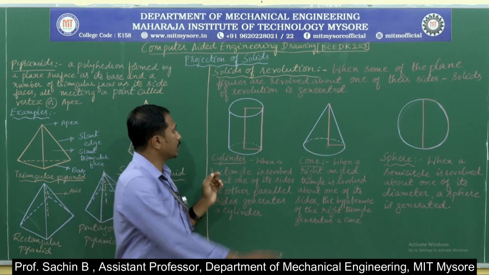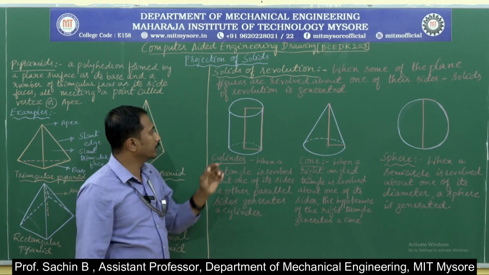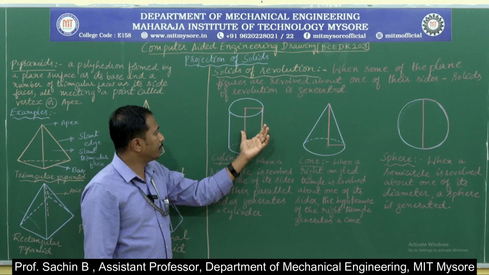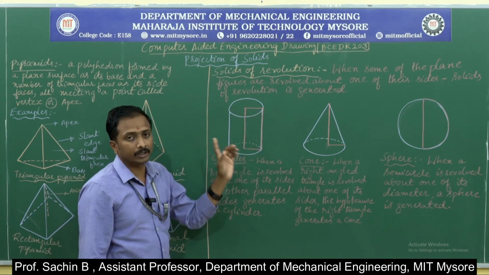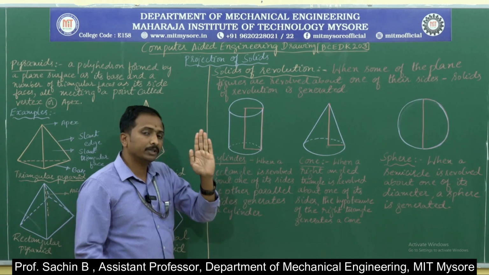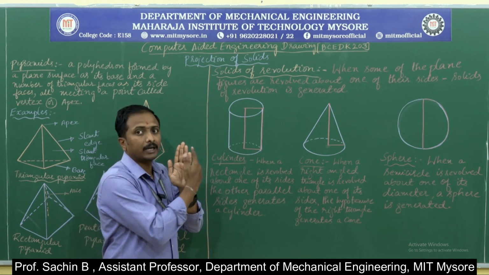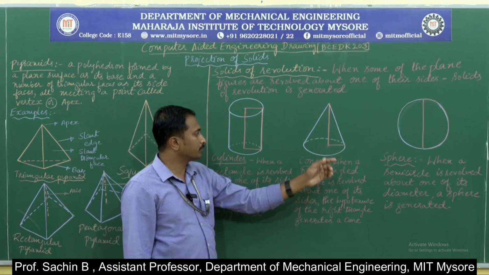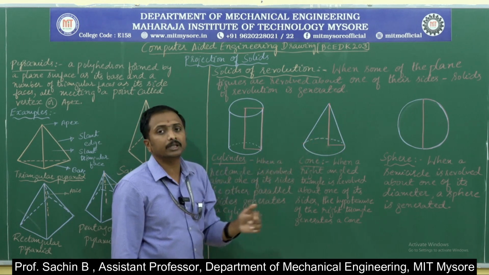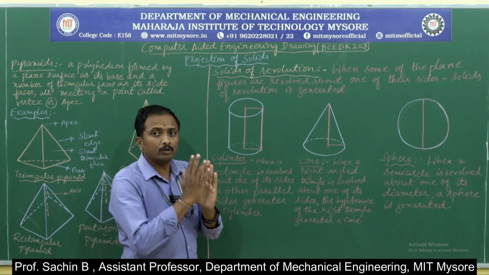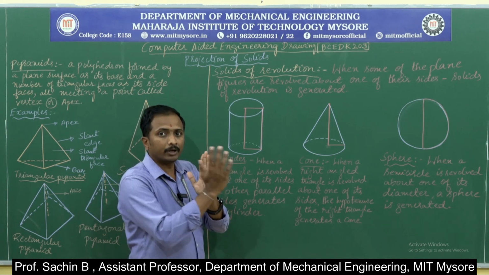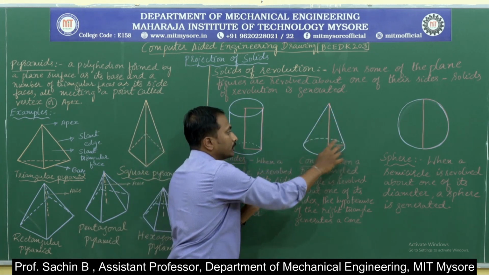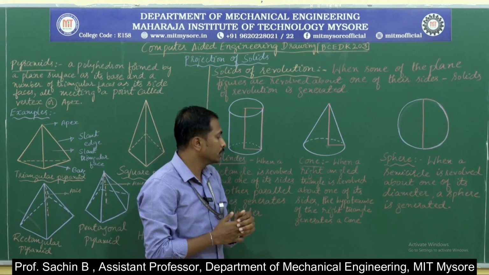In the cylinder, just observe here, the rectangle is revolved. The rectangle gets revolved to give the cylinder. If you rotate the rectangle about its axis in the vertical direction, it generates the cylinder. And again, when it comes to the cone, a cone is formed by a right angle triangle. We rotate the right angle triangle, and when you revolve it about one of its sides, it generates the cone.